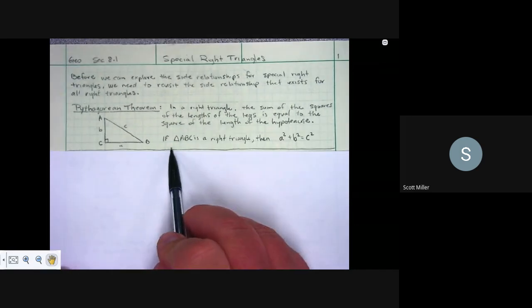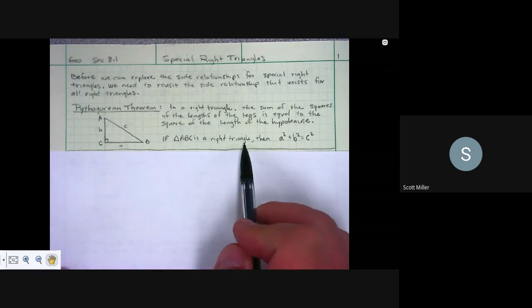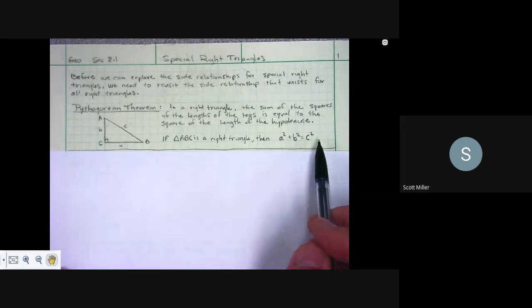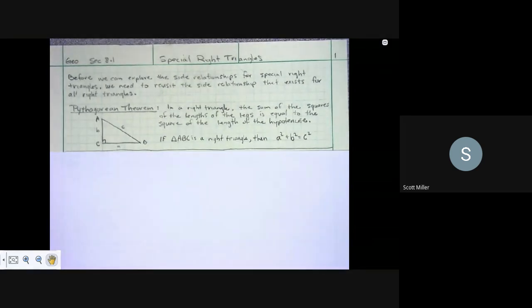The Pythagorean theorem says, in a right triangle, and this is a very important part of it, you have to make sure that you are in a right triangle. If I have a right triangle, then this side relationship is correct, and you can use it. If it's not a right triangle, you cannot use this. It does not work that way. Okay, so we've used this many times.